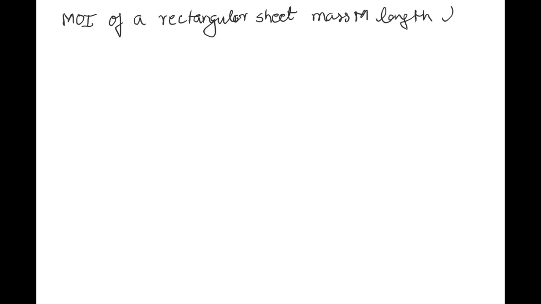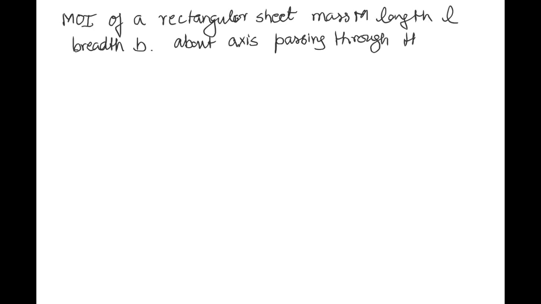Moment of inertia of a rectangular sheet, mass m, length l, breadth b, about an axis passing through the center and perpendicular to the plane of sheet.